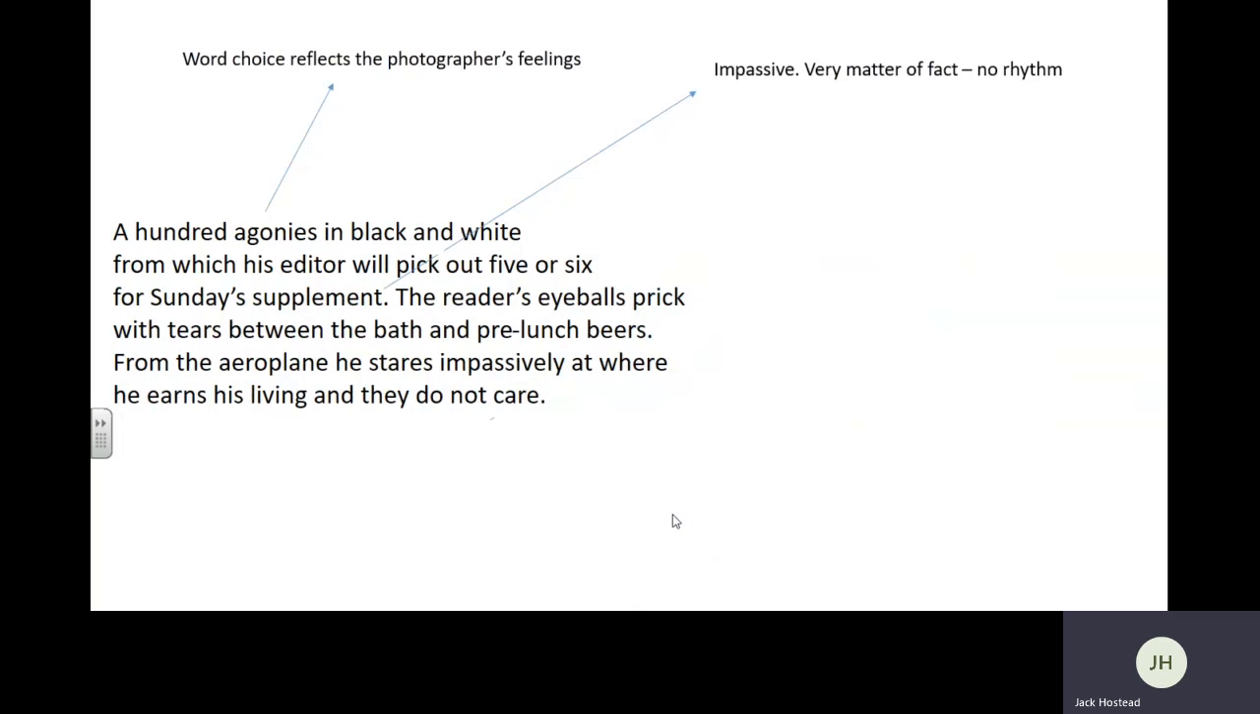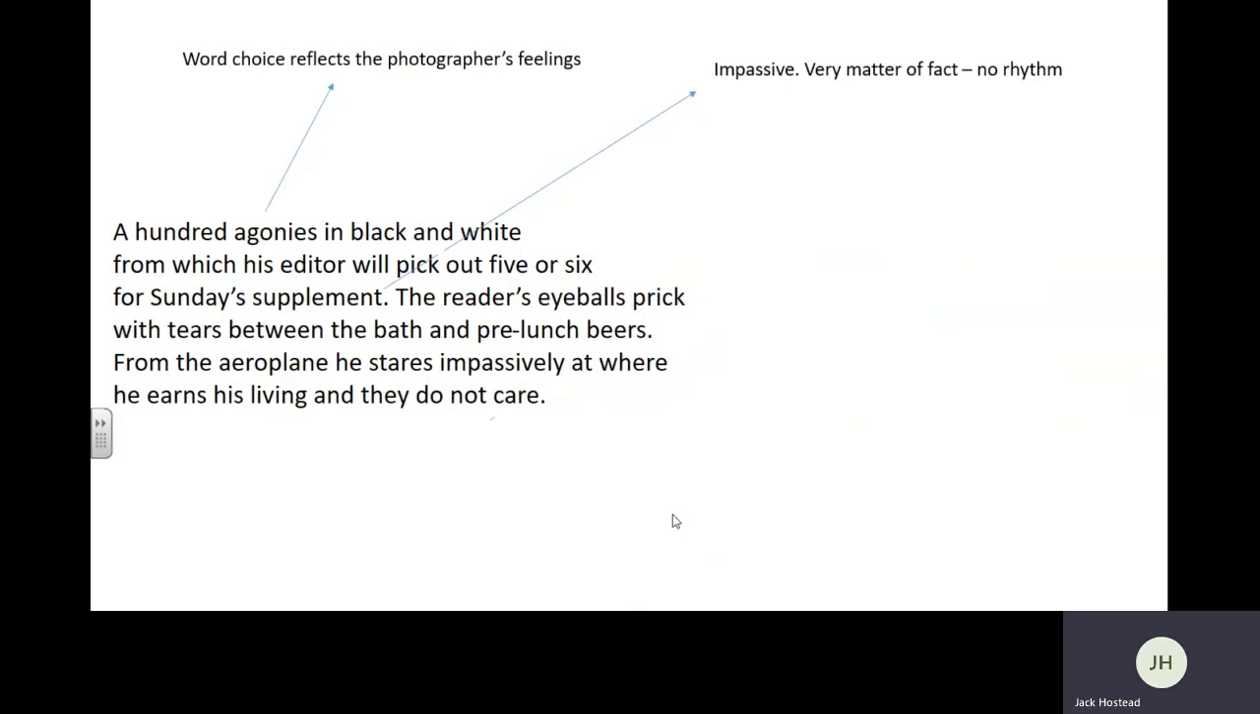And you'll notice that there's no rhythm to this bit. "100 agonies in black and white, from which his editor will pick out 5 or 6 for Sunday's supplement." It's just very matter of fact. It's very impassive. There's no care, no emotion in this process where the editor is picking them out. And perhaps the choice of supplement, a supplement would be a pull-out, something you'd take out of the newspaper. So not even the main body of the newspaper are these photos going to be published in. Does that again show the attitudes that it's not front page worthy, it's not in the actual body of the newspaper? Some people might not actually see these. Again, might not be the case, but it's an interpretation that you're welcome to use.